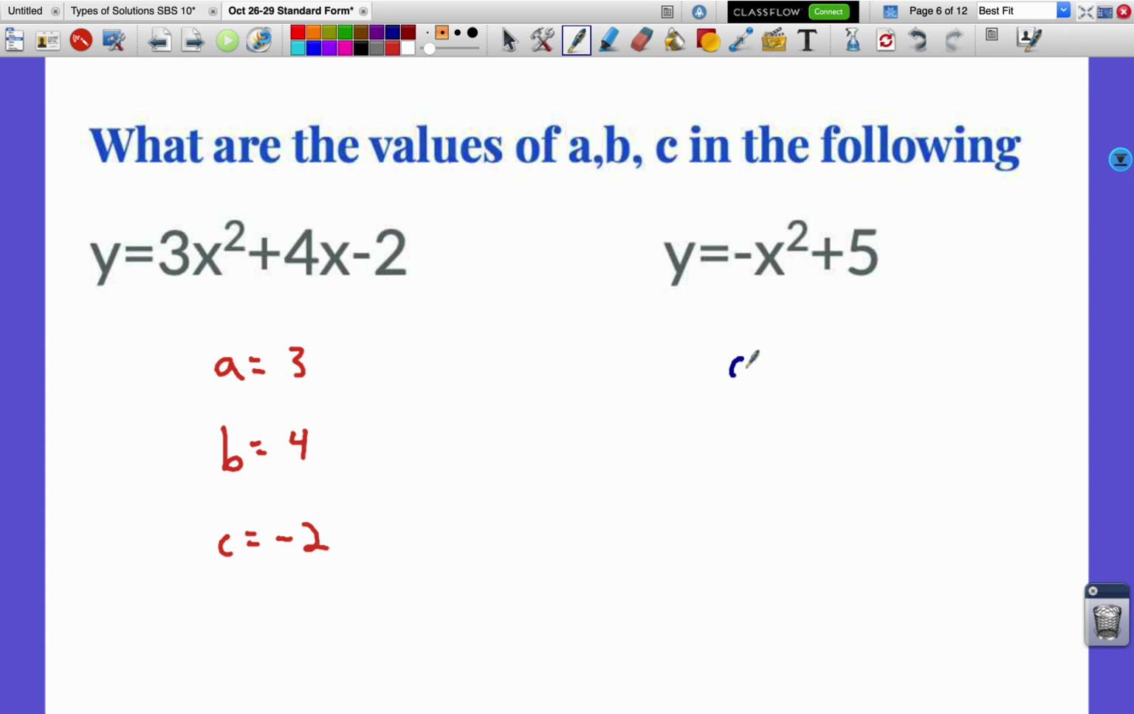Let's try it in this next one. This next one only has 2 terms, so one of these gets skipped. Which one is it? If I see just a negative, the A value is going to be a -1. If I don't see an x by itself, that means the B value is 0, and that's causing that linear term to disappear. And then the constant at the end is a 5.